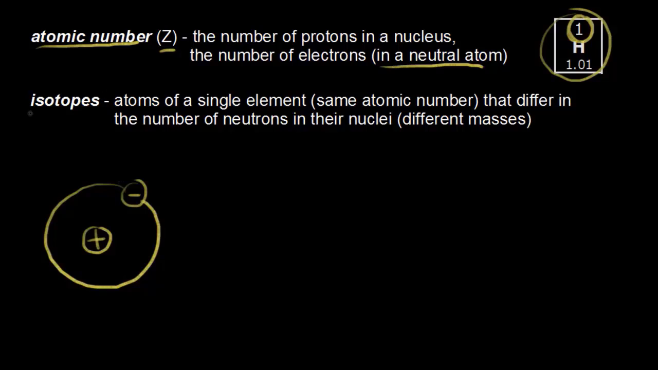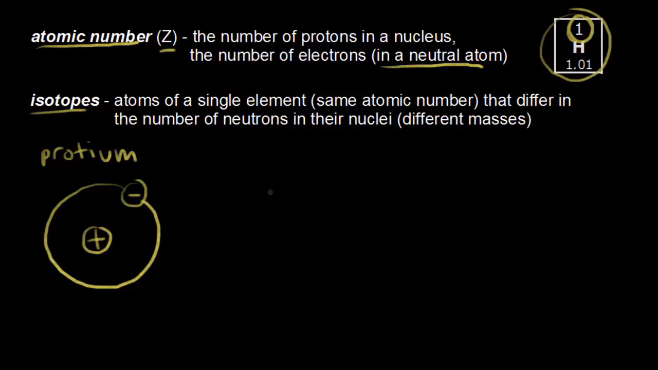So this is one isotope of hydrogen. This is called protium. So let me go ahead and write that here. So this is protium. And let's talk about isotopes. Isotopes are atoms of a single element, so we're talking about hydrogen here, that differ in the number of neutrons in their nuclei.